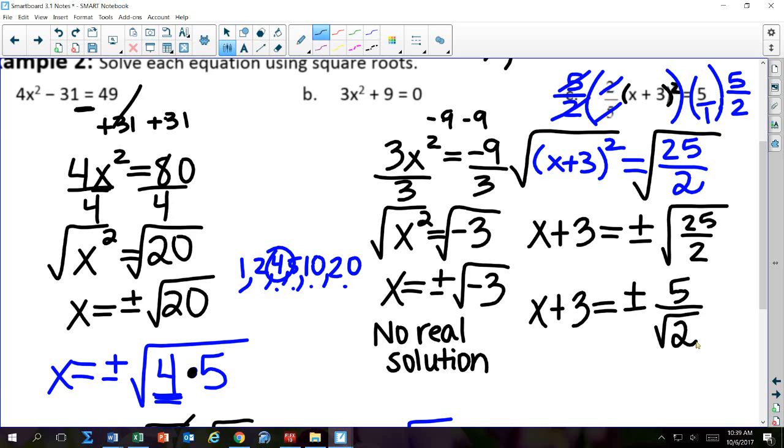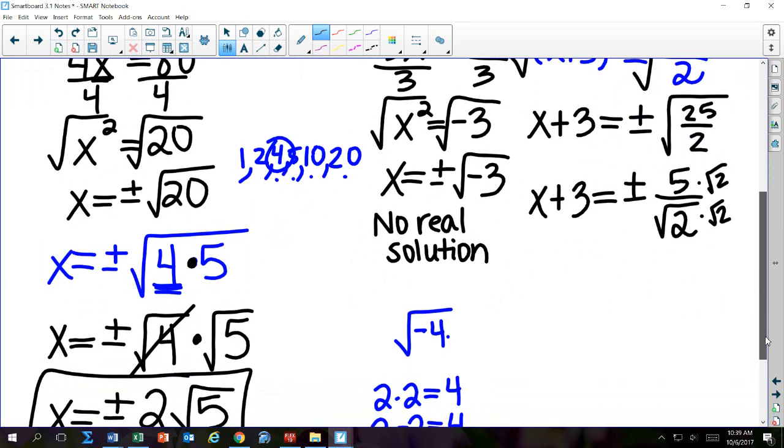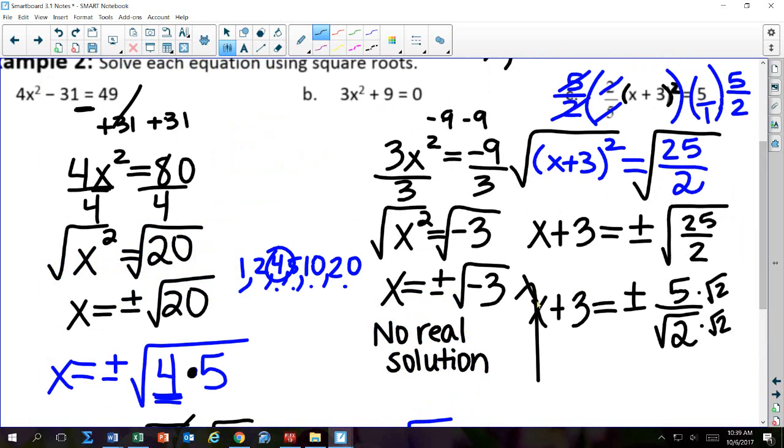Okay? So in order to get that radical out of the denominator, we, what's that R word? Rationalize. There it is. Yep. Rationalize. Okay? So I'm going to multiply the top by radical 2 and the bottom by radical 2. Okay? Multiplying by radical 2 over 2 is like multiplying by 1. You're not changing anything. It's just a different way to write it.